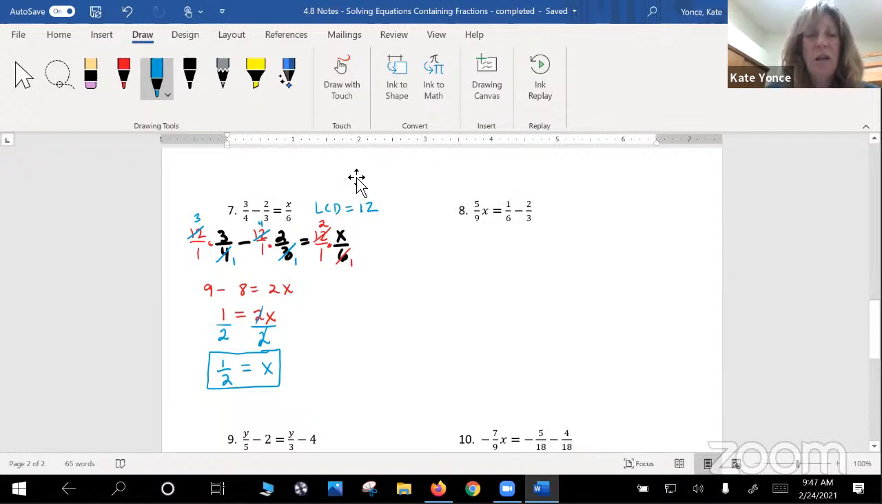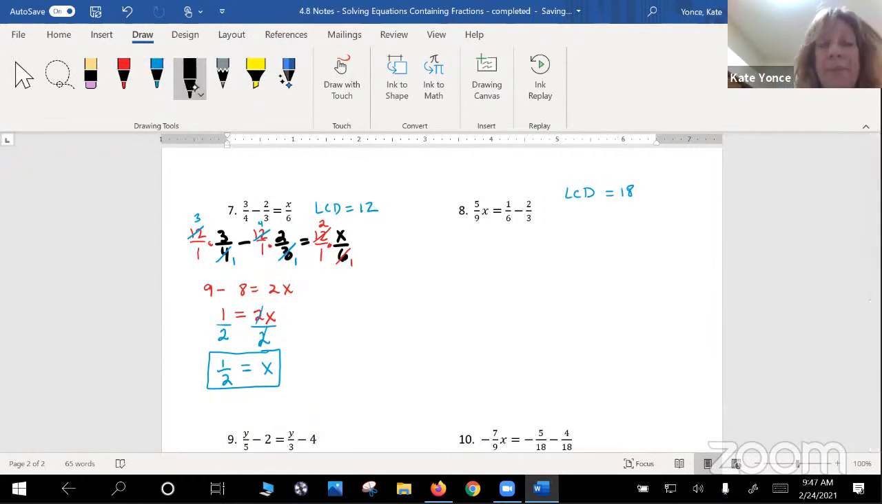All right, talk me through number 8. The least common denominator would be 18. Very good. Start with the biggest denominator, which is 9. 3 goes into 9, but 6 doesn't. So you do the next multiple of 9, which is 18. They all go into 18. So there it is.